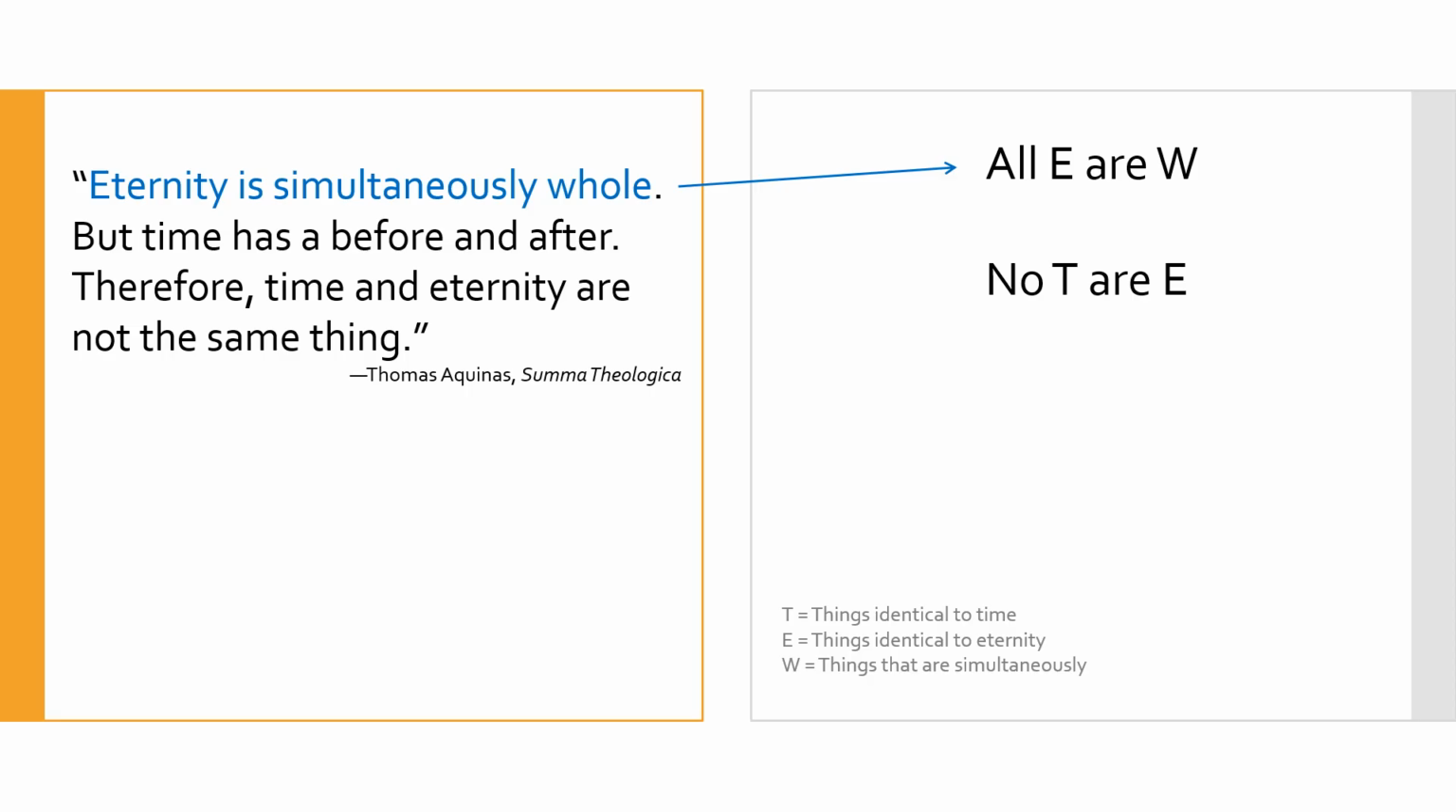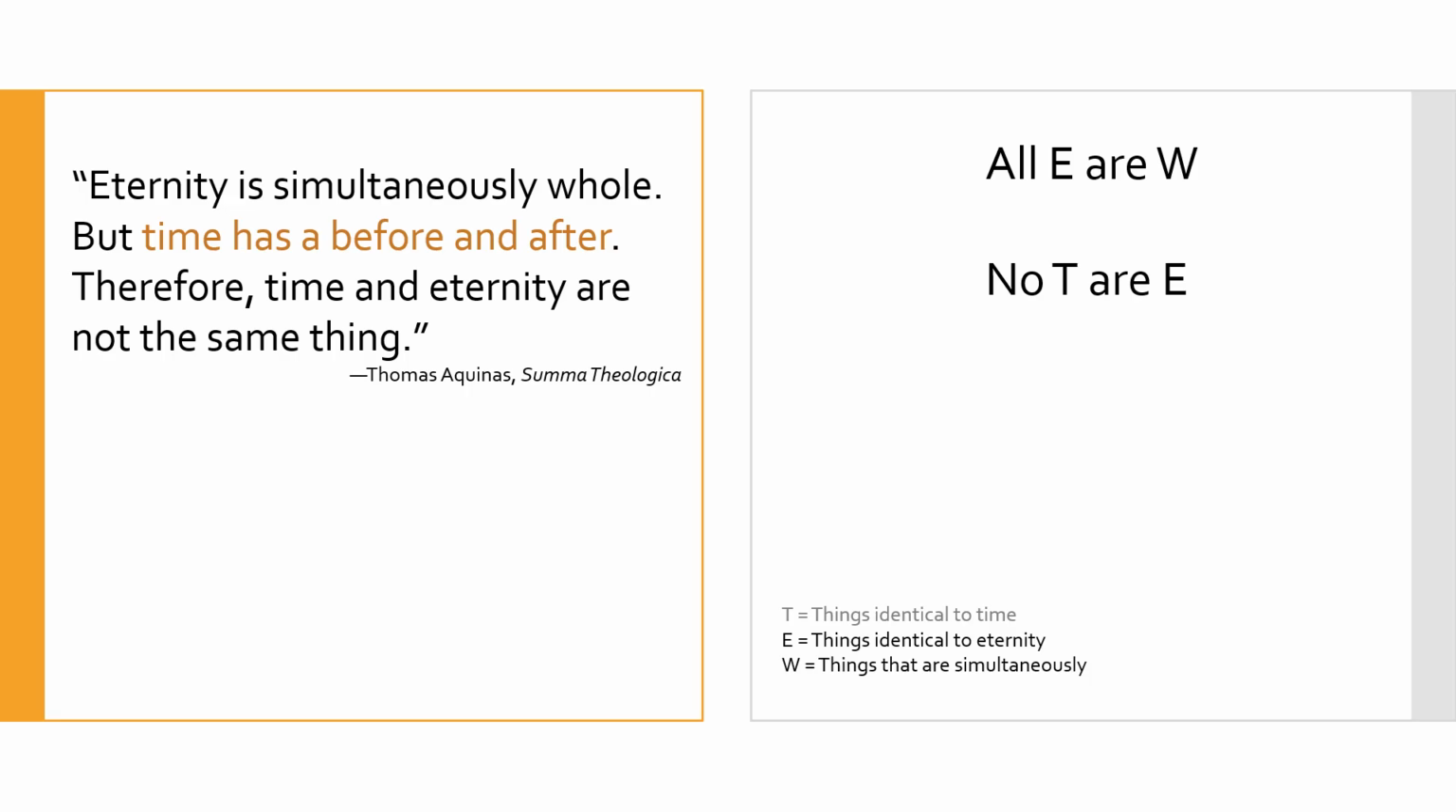Notice too that eternity was the major term in our argument. So if you go to your conclusion, our minor term is now time, eternity is a major term, and that makes this statement the major premise. And of course, to say eternity is simultaneously whole, properly translated would be something like all things identical to eternity are things that are simultaneously whole.